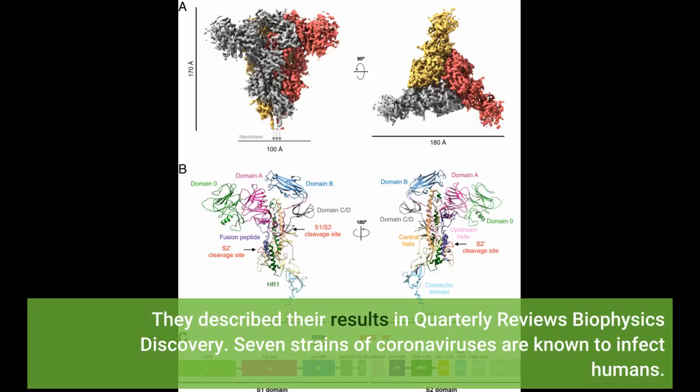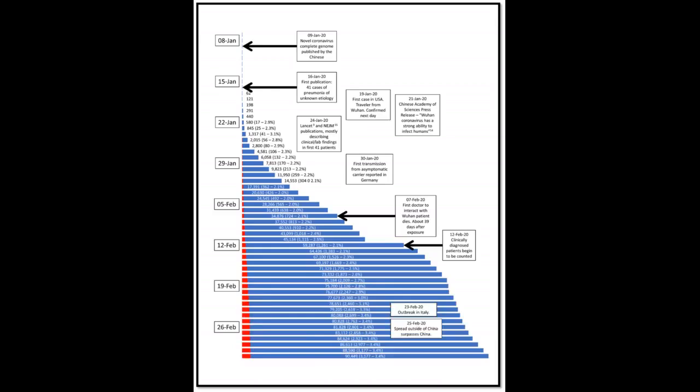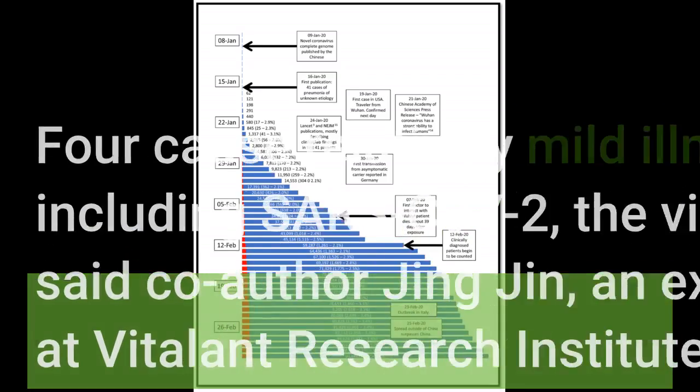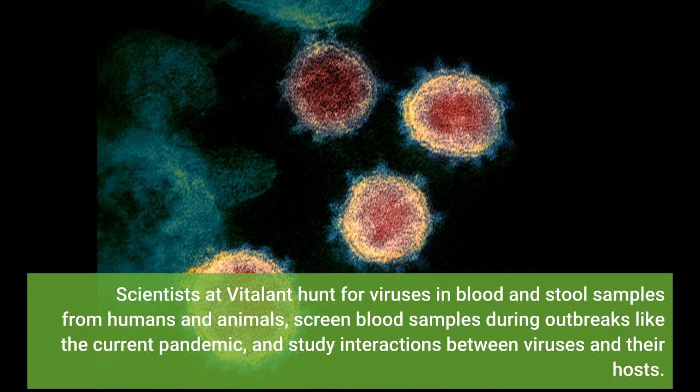Seven strains of coronaviruses are known to infect humans. Four cause relatively mild illnesses. The other 3, including SARS-CoV-2, the virus that causes COVID-19, can be deadly, said co-author Jing Jin, an expert in the molecular biology of viruses at Vitalant Research Institute in San Francisco. Scientists at Vitalant hunt for viruses in blood and stool samples from humans and animals, screen blood samples during outbreaks like the current pandemic, and study interactions between viruses and their hosts.